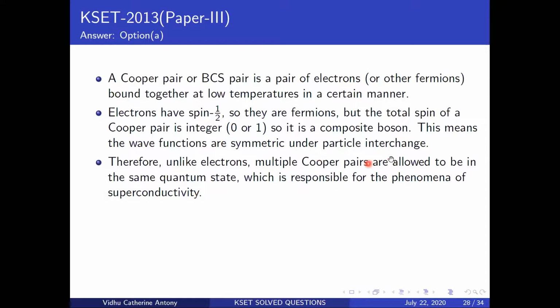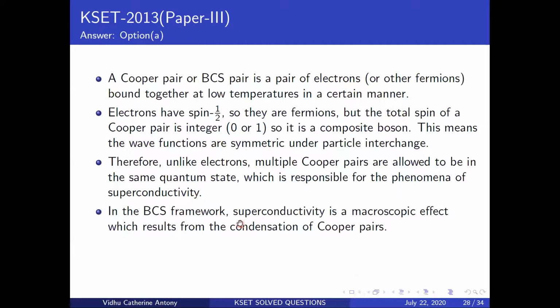Unlike electrons, multiple Cooper pairs are allowed to fall into the same state. That's basically the property of your bosons. If you have bosons, they all can occupy the same state. So they can reach your low level state. Now, this causes the phenomenon of superconductivity.